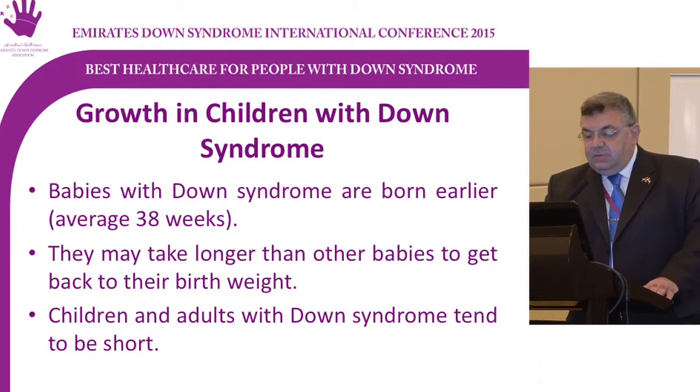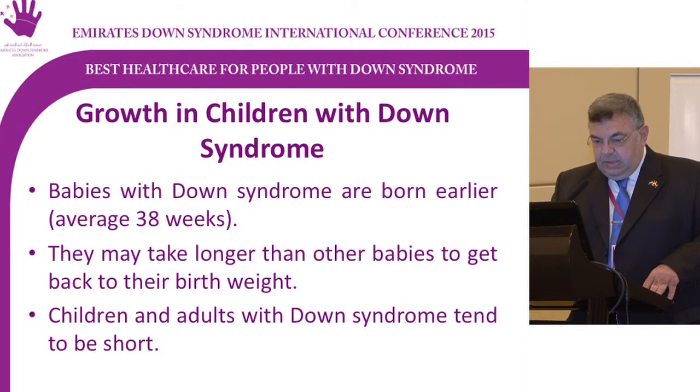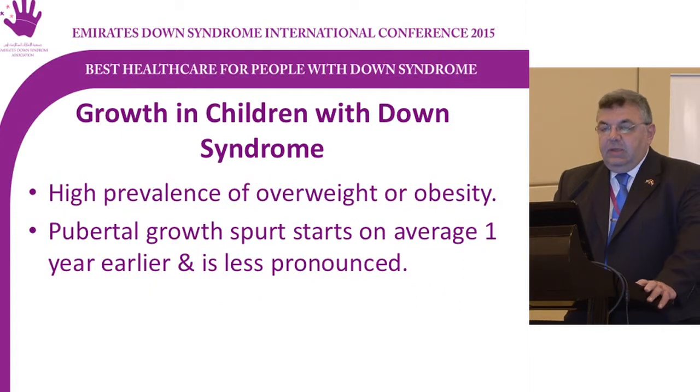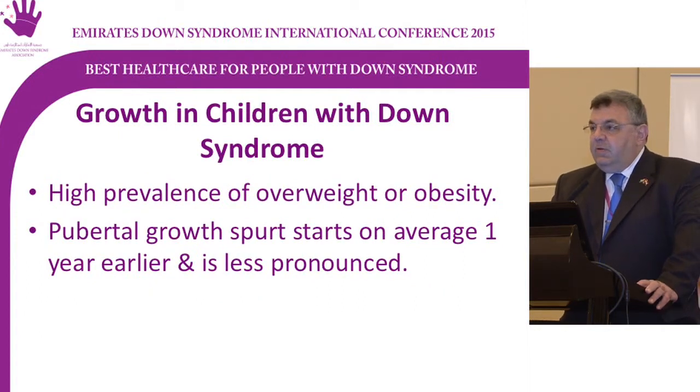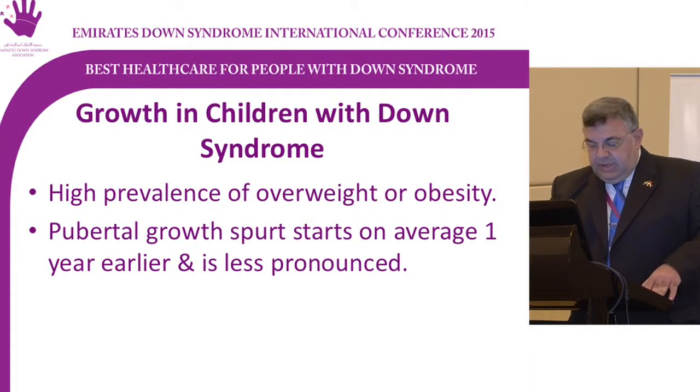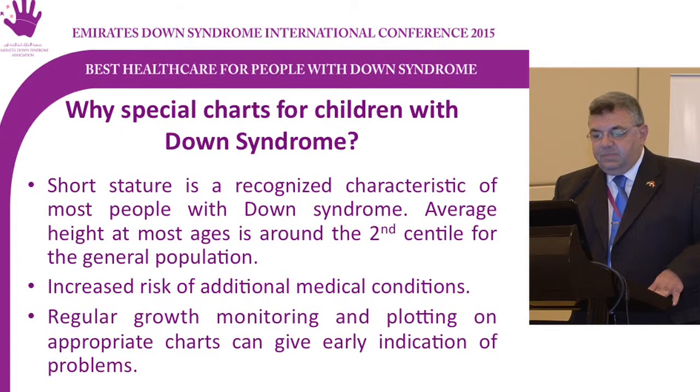Children and adults with Down syndrome tend to be short. They have a high prevalence of being overweight or obese, and their pubertal growth spurt occurs one year earlier than their standards, and it is less pronounced.